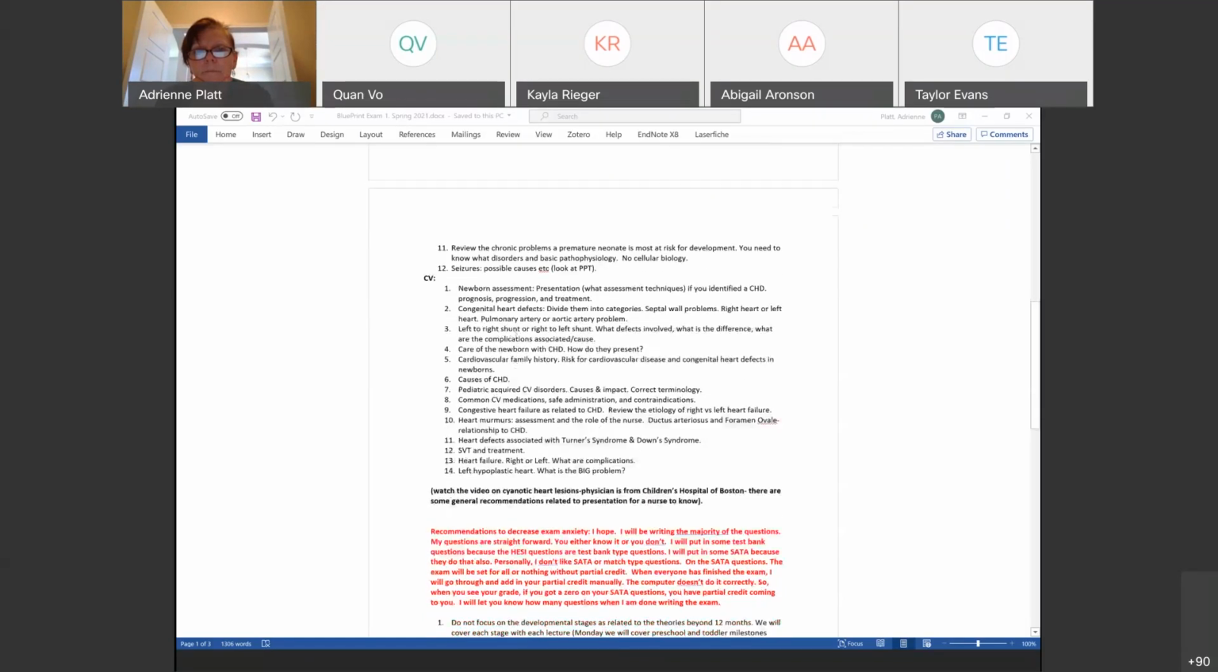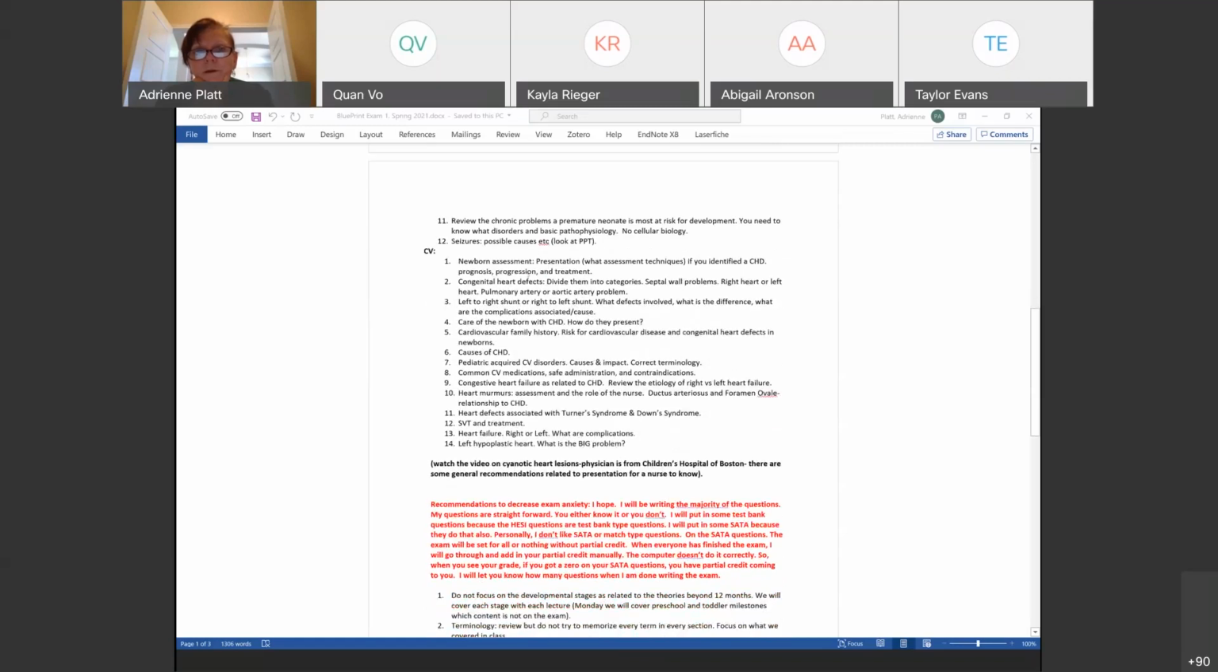Okay, heart defects. Newborn assessment, check the pulses. They should have identified that the child has a congenital heart defect, hopefully in utero with the ultrasound. However, sometimes it's missed.